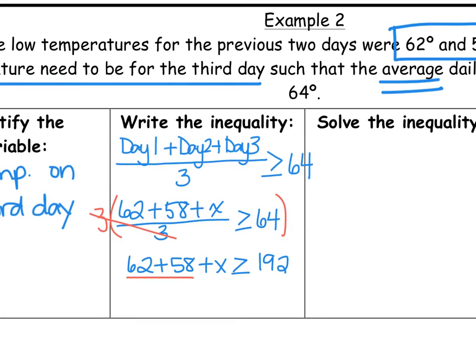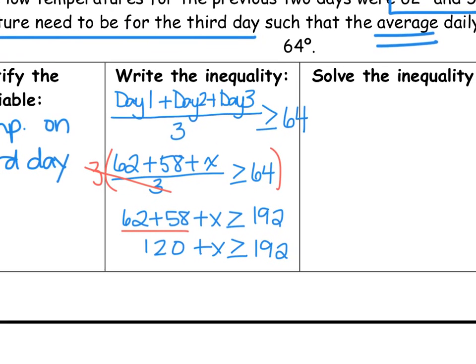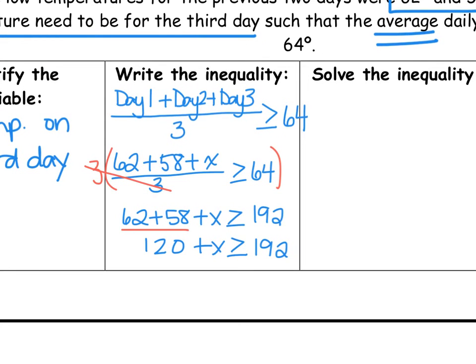Combine like terms. 62 and 58 is 120. So 120 plus x is greater than or equal to 192. Subtract 120 from each side. This cancels and we get x is greater than or equal to 72, and it's 72 degrees. So what does the temperature have to be on the 3rd day such that the average daily temperature is at least 64 degrees? The temperature has to be 72 degrees or greater.